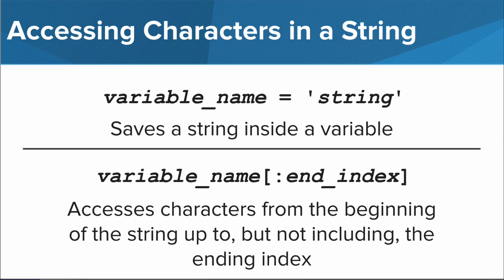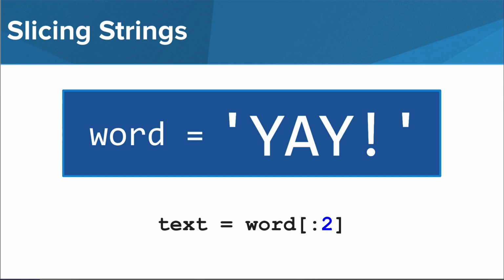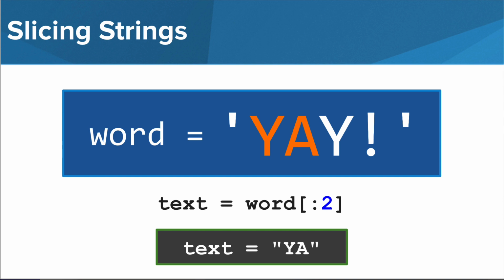We can also do the opposite and only include an ending index value in the slice. If we do this, we will access all characters from the start of the string up to the ending index value, but as before, the character at the ending index value will not be included. So if we slice word from the start to index 2, we will have the letters Y and A saved inside the variable text. The values that have index values from 2 on will not be included in the slice.